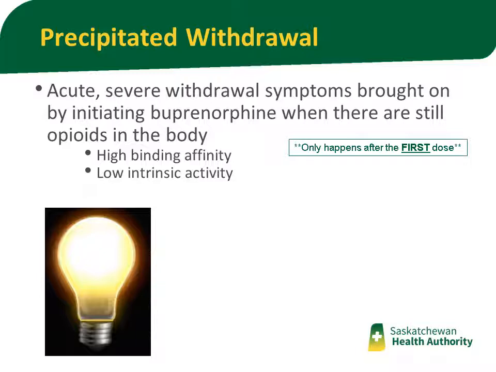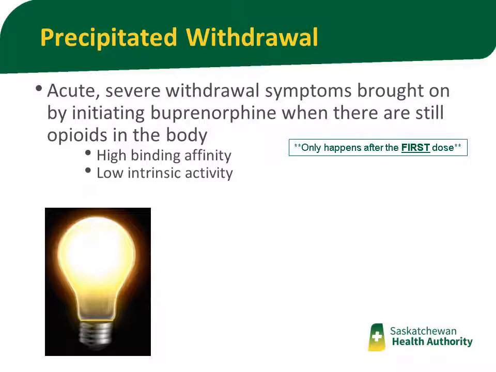The reason this happens is because buprenorphine binds very tightly to the opioid receptors. And if another opioid, such as morphine or fentanyl, is present, buprenorphine is going to knock it off the receptors and take its place. This is problematic because buprenorphine doesn't stimulate those receptors as much as other opioids. So this results in a rapid decrease in the net opioid effect and severe sudden withdrawal symptoms for the patient.